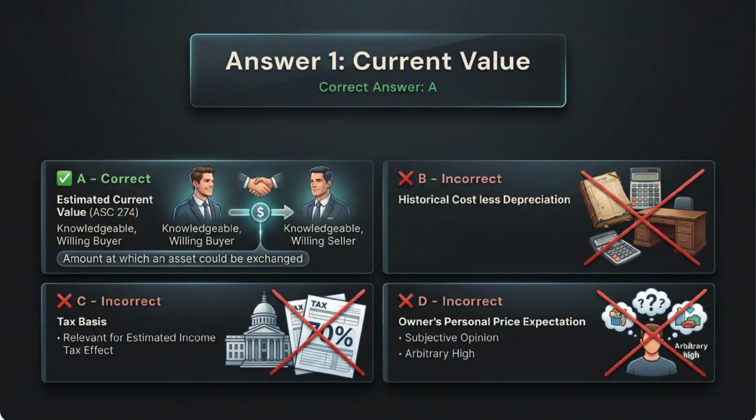The correct answer is A. Estimated current value is based on an exchange amount between knowledgeable, willing parties in a transaction that is not forced. Option B is wrong because historical cost less depreciation is not the main measurement basis for personal financial statements. Option C is wrong because tax basis is used for the tax effect calculation, not as the asset value. Option D is wrong because the owner's preferred price is subjective and not supportable market evidence.